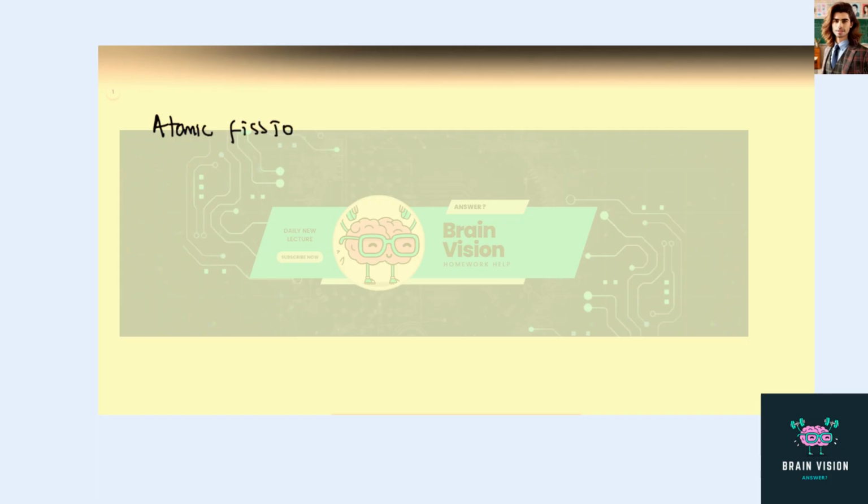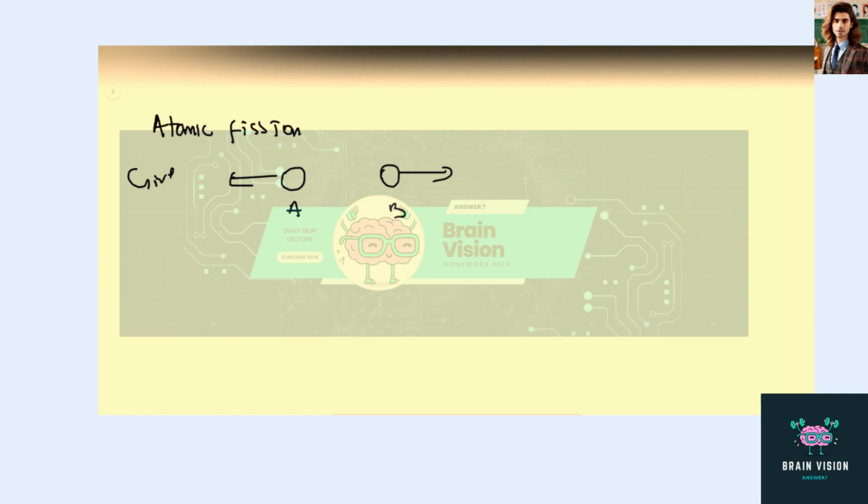Welcome to a new problem on atomic fission, which pretty much means that you have atoms that are splitting from each other, the parts splitting into different pieces. So in this case, we have a particle A that splits from another particle B, and they fly off in opposite directions. That's what we're given.